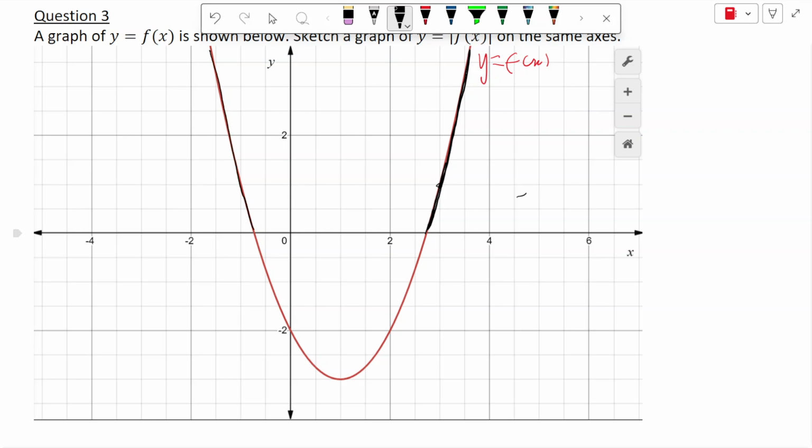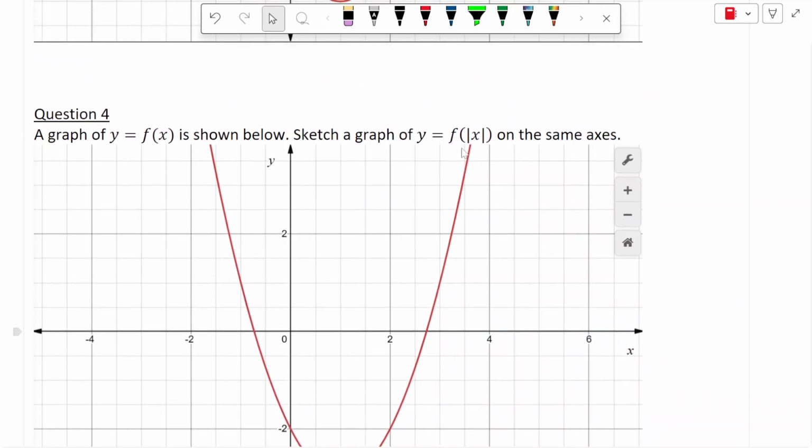So we should pop in this point here and see if we can match the y-intercept as well. There we go. So what you do is you just flip the negative bits up. Y equals mod f. Okay, so that's how you graph absolute values. You take everything underneath the axis, you flip it up above the axis.